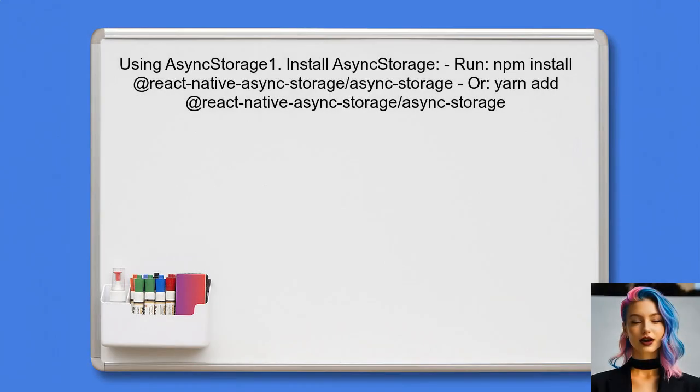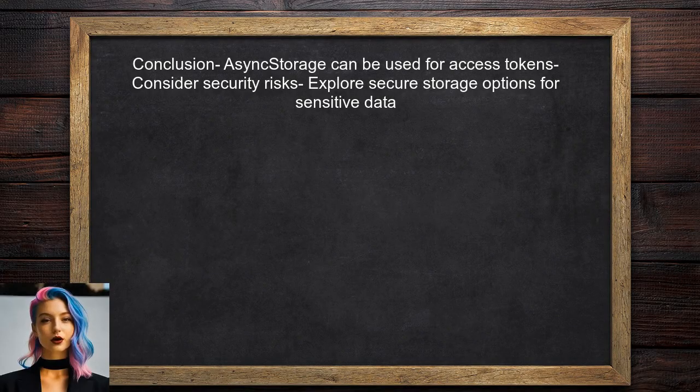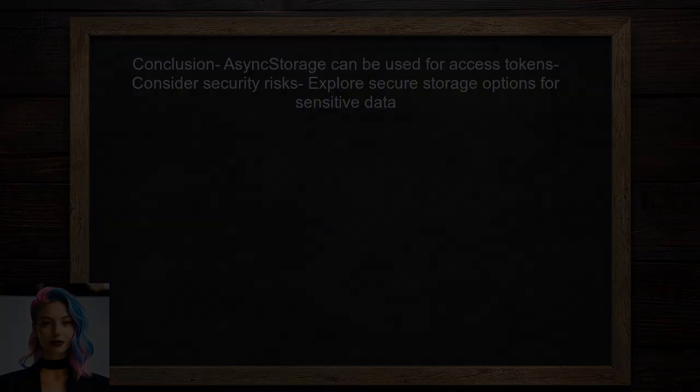If the user decides to proceed with async storage for less sensitive data, they can easily implement it. First, they need to install the async storage package using npm or yarn. After installation, the user can import async storage into their component and use it to store and retrieve the access token. This can be done with simple methods like setItem and getItem. In conclusion, while async storage can be used for storing access tokens, the user should weigh the security risks and consider using a more secure storage option for sensitive information.